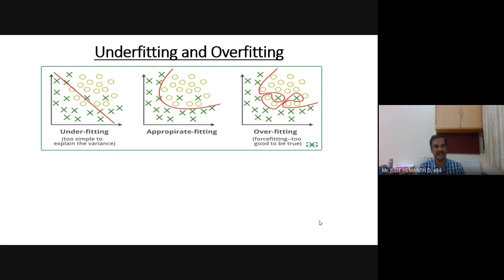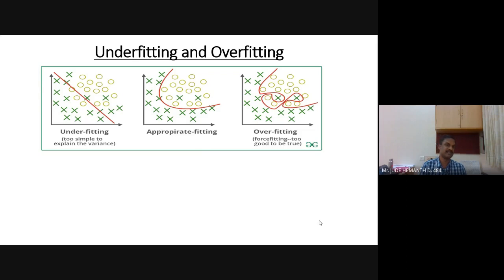Again, an example for underfitting: the circles are spread across your data, right? But when you look at the appropriate fitting, now you can see that all the circles are on one side and most of the cross marks are on the other side.